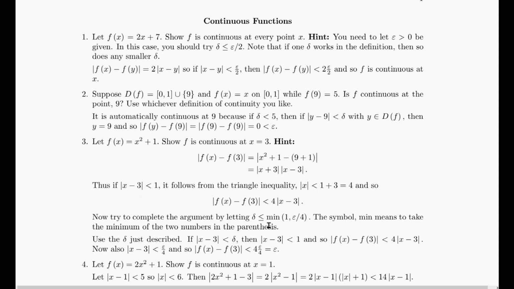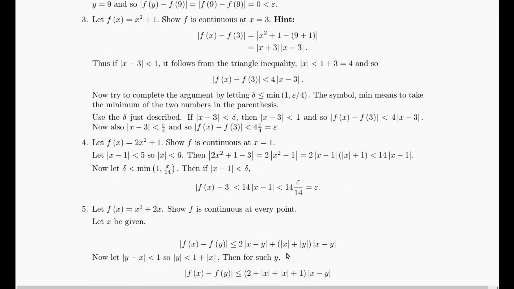So now I'll let delta be smaller than the minimum of 1 and epsilon over 4. All right, now this minimum, that means I'm going to take whichever one is smaller. So you see, if I use this delta, then in particular x minus 3 is less than 1, and so this happens. And then since x minus 3 in absolute value is less than epsilon over 4, I have this happening. So therefore, the function is continuous at 3.